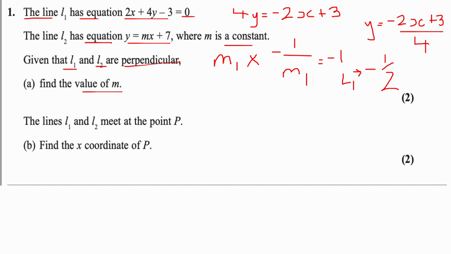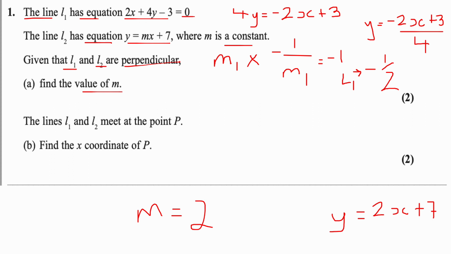So the gradient of L2 is the negative reciprocal of minus a half. So m of L2 will equal 2, because 2 times minus a half gives me -1. So L2 has the equation y equals 2x plus 7. Hopefully that makes sense. Perpendicular gradients are the negative reciprocal of one another, and the product of the perpendicular gradients has to multiply to give me -1.